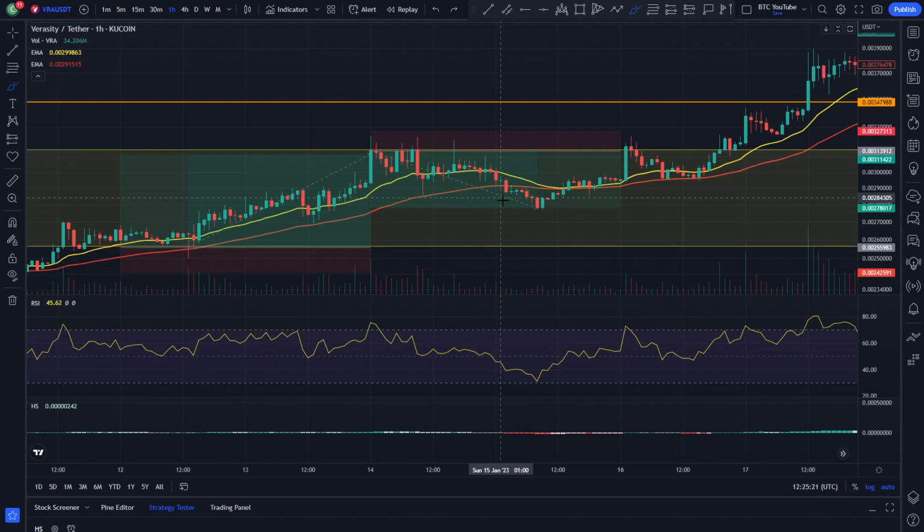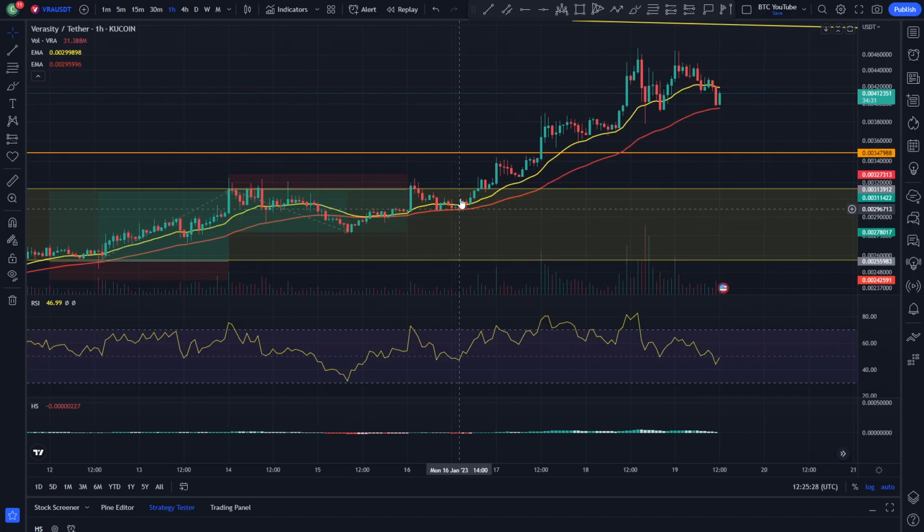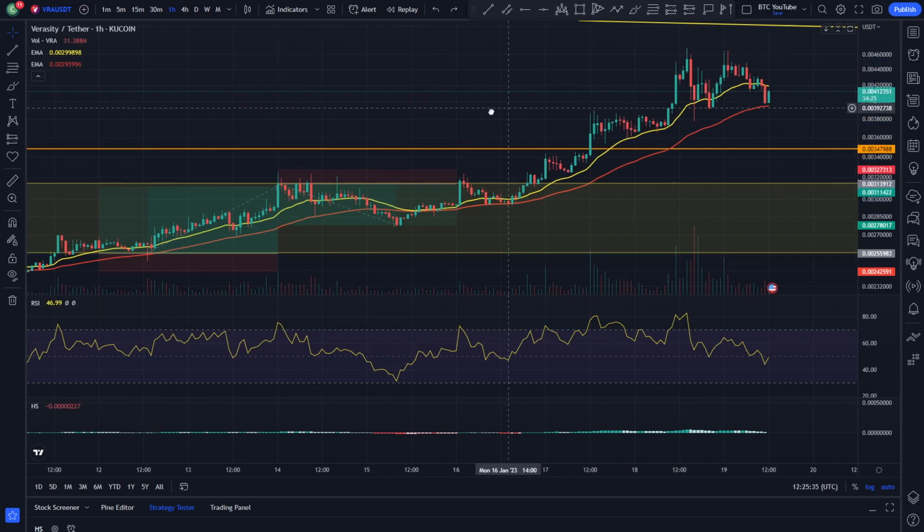Before we came back up, we tested this high again. We actually got the break of that high, and I was waiting for a backtest to put in a long position on this break of the high of the range. But you can see we never got the backtest, and we basically just kept running up for Verasity here.